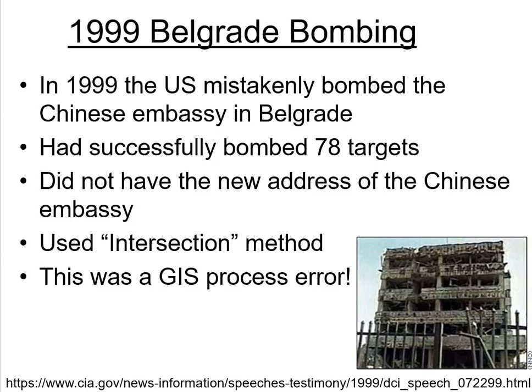For some examples of error, this has got to be one of the most spectacular ones, where in 1999, the U.S. mistakenly bombed the Chinese embassy in Belgrade. They're going for a military target. Instead, they hit the Chinese embassy. That was not planned. It did not sit well with the Chinese and caused protests around the world.